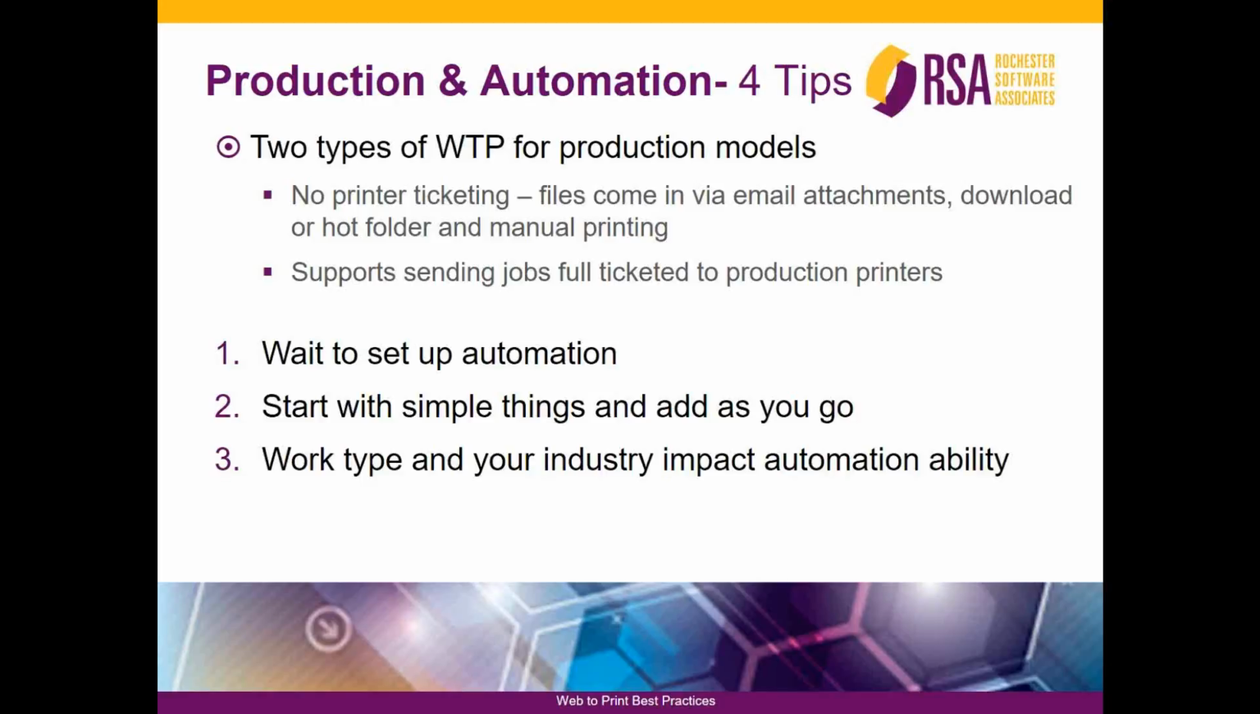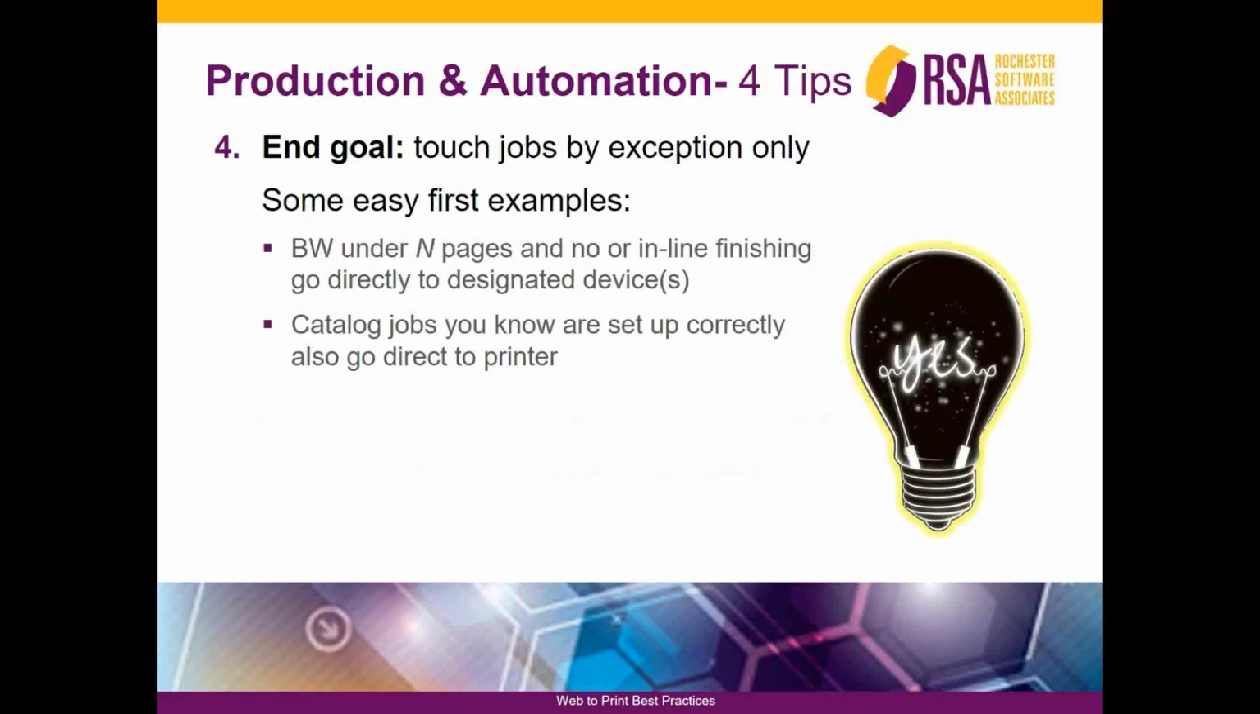Depending on the kind of work you get or the industry you're in will be your ability to automate more or less, right? Some folks who are doing a lot of high-end color may have to look at every job and slow the process down. But we see a lot of our K through 12 schools. All the black and white work that comes in, if it meets a certain profile, can just go direct to the printer. And of course, all of your catalog jobs that you've set up in a catalog, you already know that they are set up correctly and ready to print. So those can typically just go to print and come out.